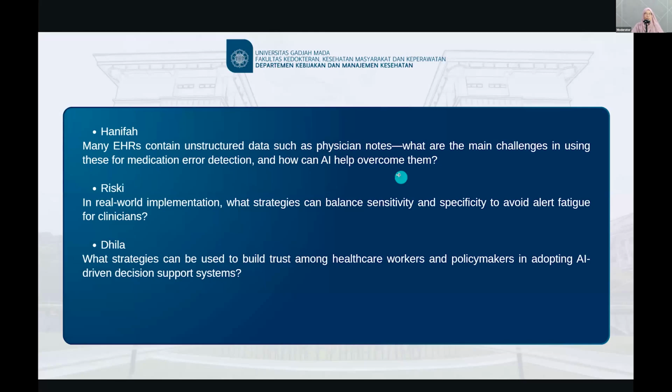What are the strategies to balance sensitivity and specificity to avoid alert fatigue for clinicians? Because you mentioned in your project that you have an alert override project. So he's asking about the strategies to balance this.